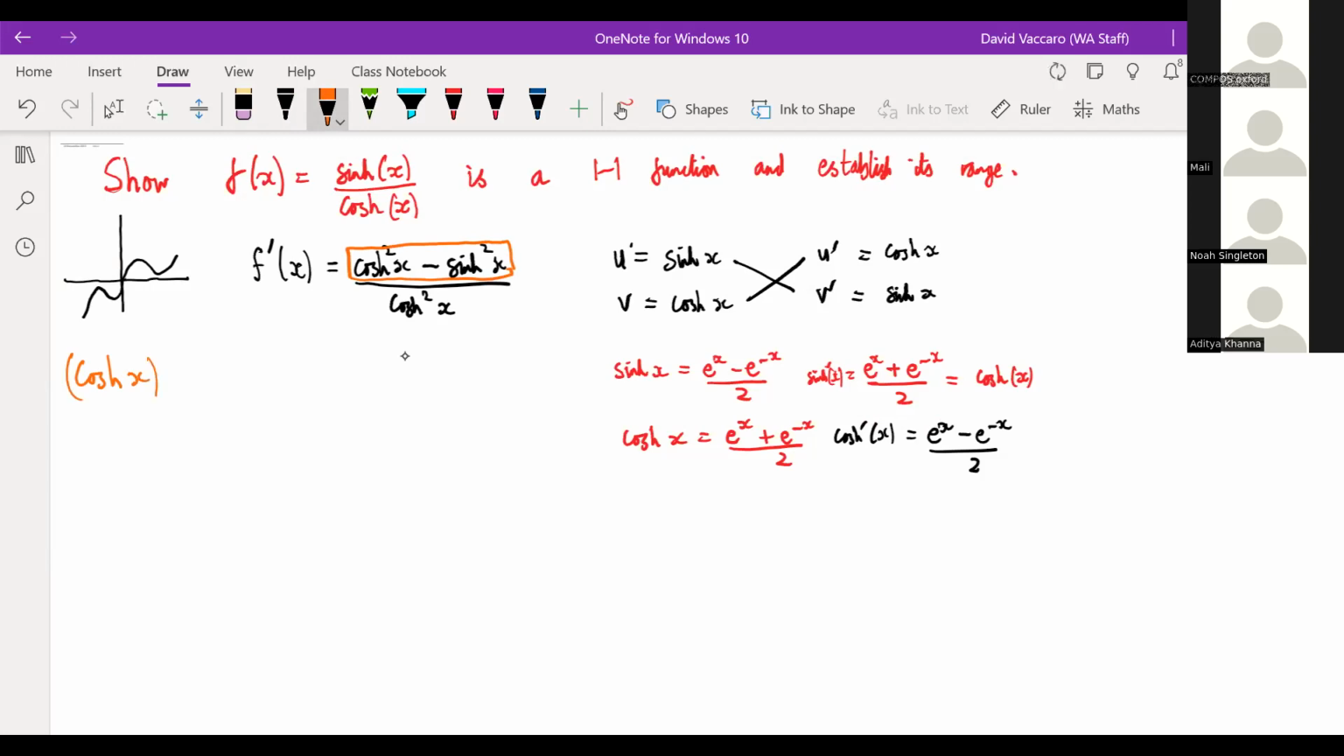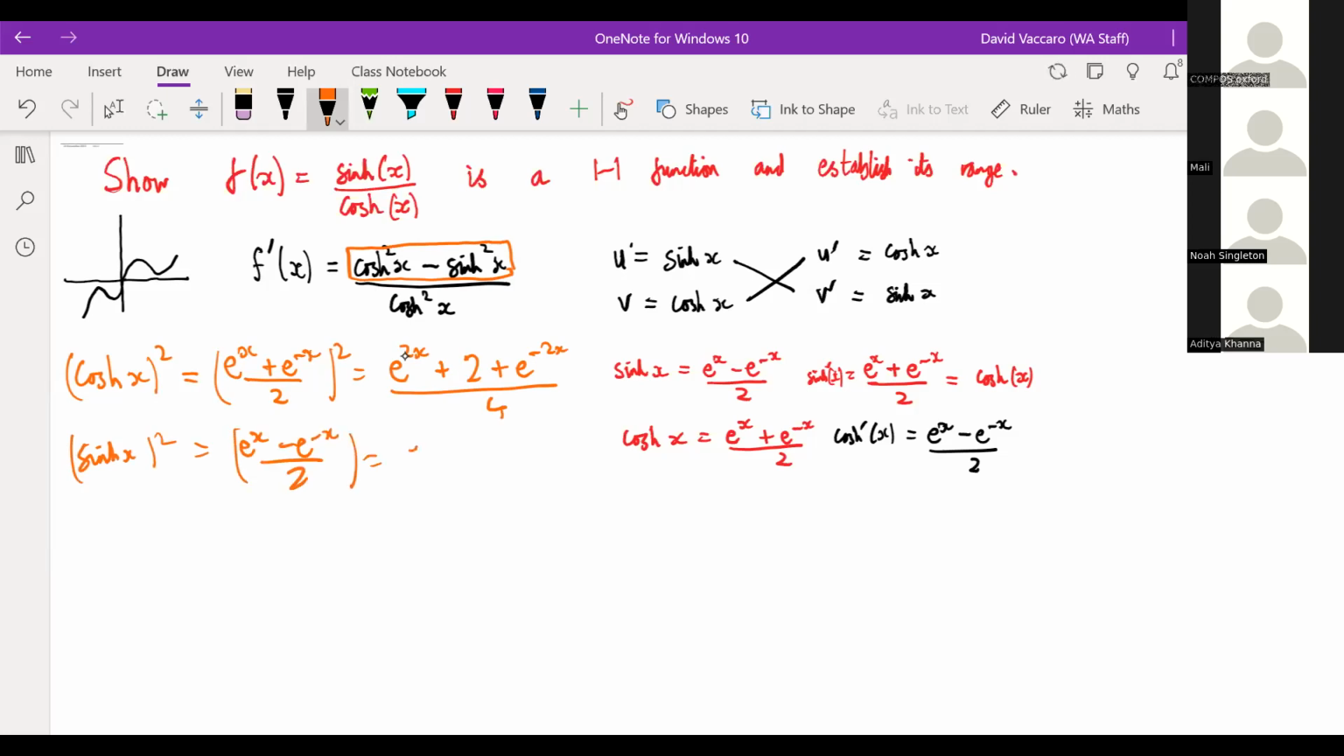So cosh x all squared is just e to the x plus e to the minus x over 2 all squared, which is e to the 2x plus 2 plus e to the minus 2x over 4. The 2 is just the middle term of the square. The sinh squared x, we've just got a minus sign. So we get a very similar expression, except we get a minus 2 in the middle. And when we subtract, we get 1. So we get that f dash x is 1 over cosh squared x.